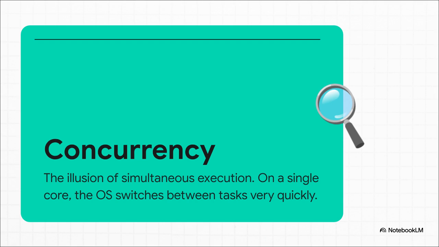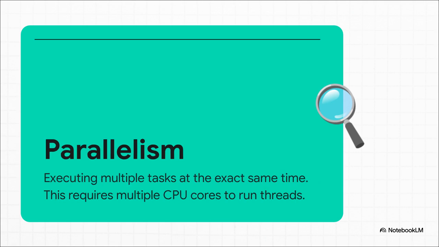It's like our one hyper-efficient waiter juggling multiple tables. They take an order here, deliver a drink there, run to grab a bill for another table. The operating system is switching between threads so incredibly fast that it creates this perfect illusion that they're all running at the same time. But with modern computers, we can move beyond just the illusion of concurrency to true parallelism. This is not an illusion. This is the real deal, executing multiple tasks at the exact same instant.